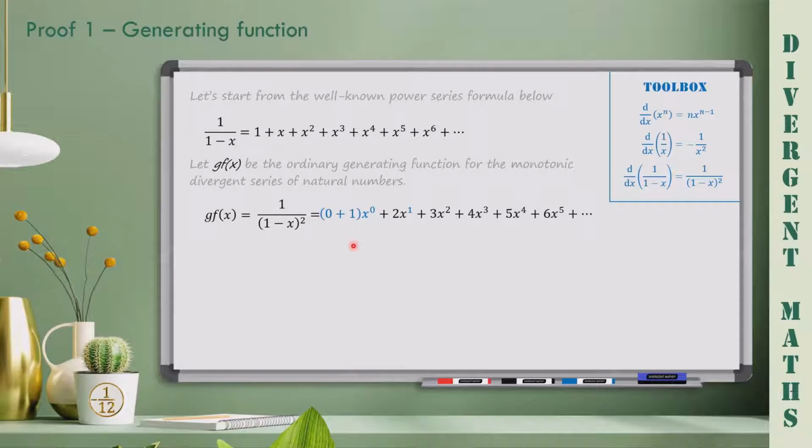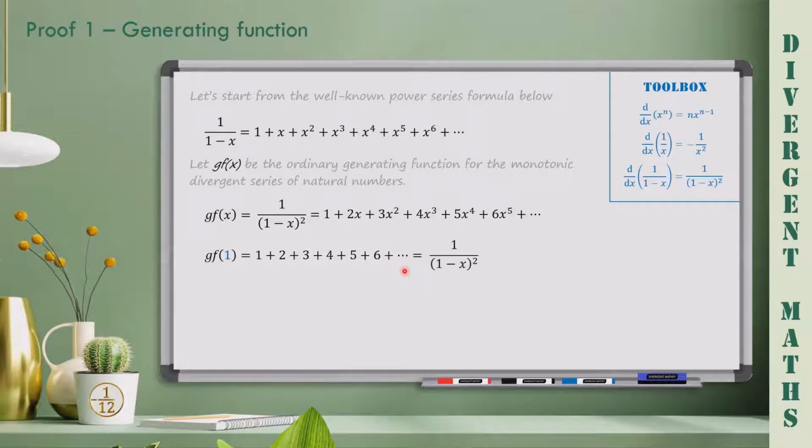0 plus 1, of course, is equal to 1. X to the 0 is 1, so it becomes 1. 2x to the 1 is 2x, plus 3x squared, plus 4x cubed, etc. When we have that expression, let's write it down here and evaluate it at x equal 1. So generating function at 1 is 1 plus 2 times 1 plus 3 times 1 plus 4 times 1, etc. So it is nothing else than 1 plus 2 plus 3 plus 4 plus 5. It is nothing else than the monotonic divergent series of natural numbers.